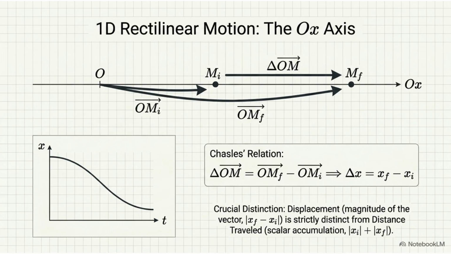Notice that motion in one dimension is much easier to analyze than motion in two or three dimensions. Nevertheless, the same physical principles remain valid. Position still describes location. Velocity still describes the rate of change of position. Acceleration still describes the rate of change of velocity. Studying one-dimensional motion allows us to understand these concepts before extending them to more complicated situations.